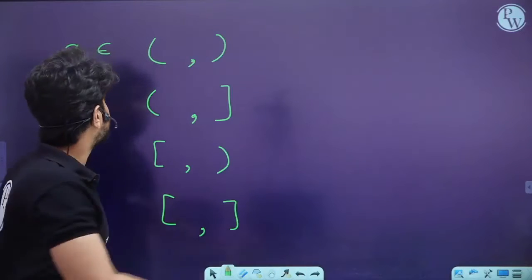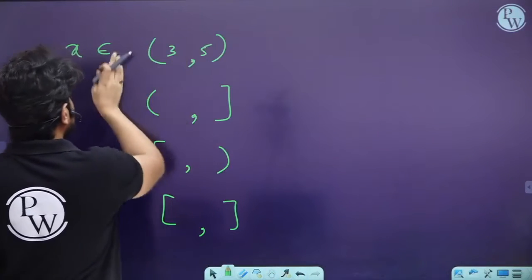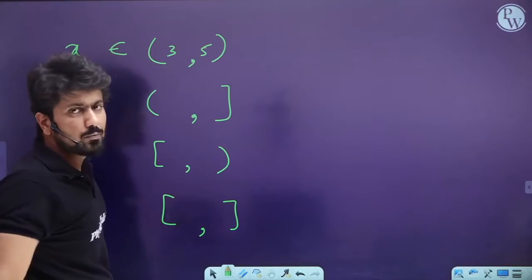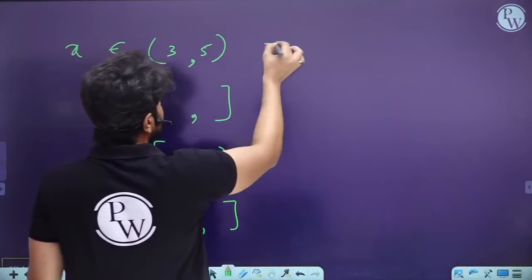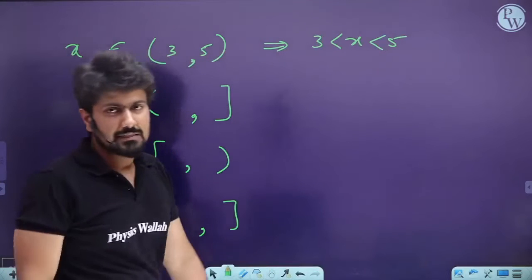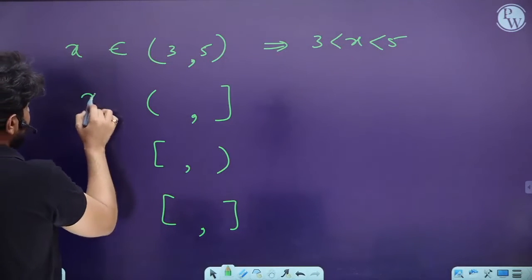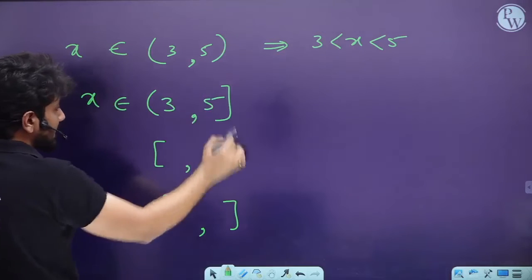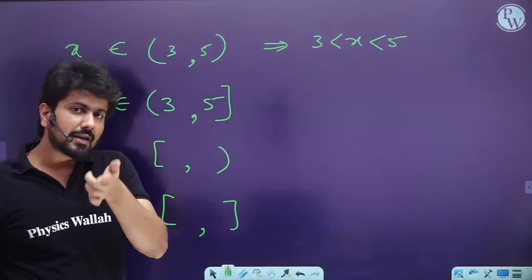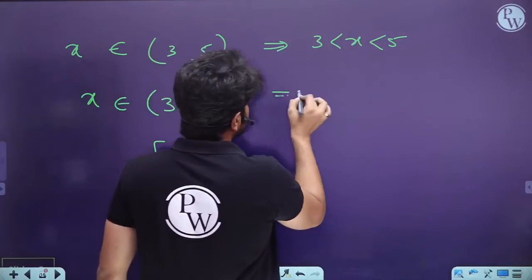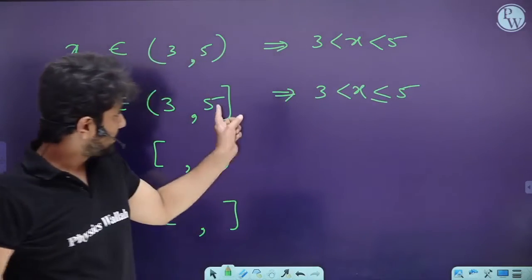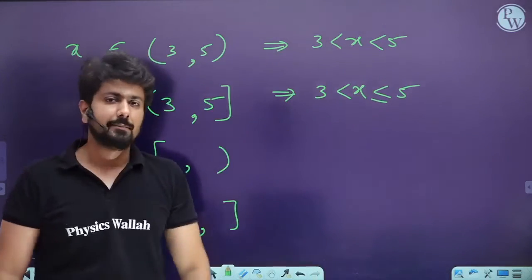Again, this symbol is the belongs to symbol. So if I say X belongs to open bracket 3 to open bracket 5, what does it mean? It means that X is greater than 3 and less than 5. If I say that X belongs to open bracket 3 to close bracket 5, it means that X is greater than 3 and less than or equal to 5. There is an equality. Close bracket means equality.